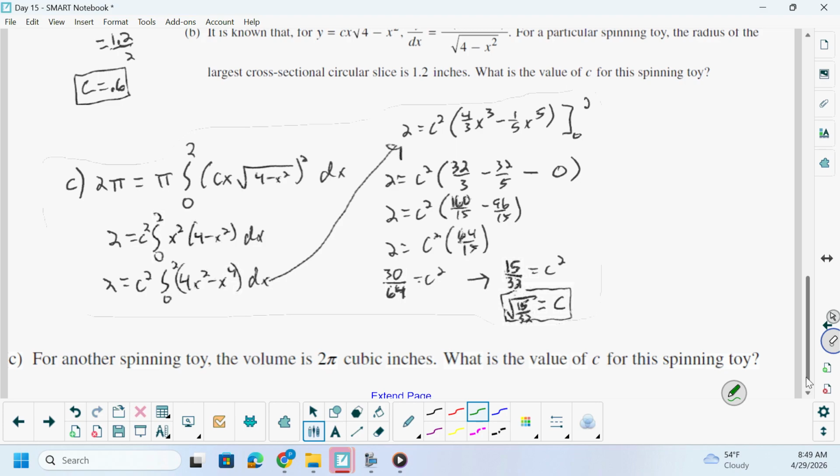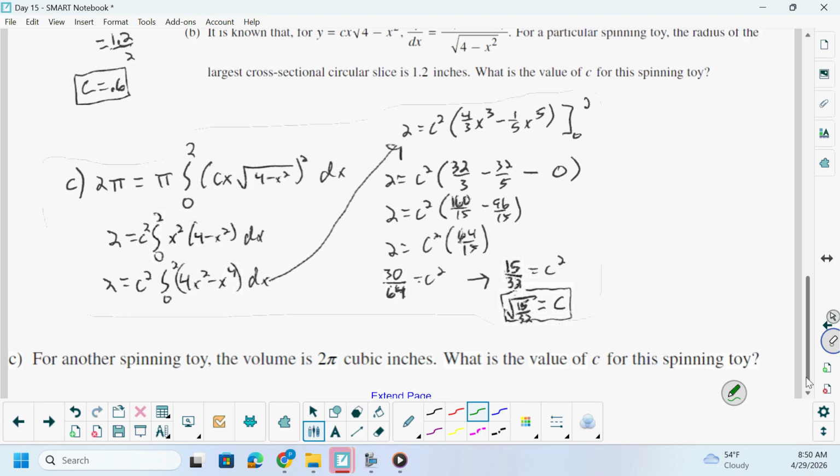And then take your setup, set it equal to 2 pi, so divide the pi's out of there. I chose to just square everything and pull the c out front. So I just carried the c squared out front, do your antiderivative, sub stuff in, divide over, and then take the square root. Now, it was really your choice how much you wanted to simplify that.